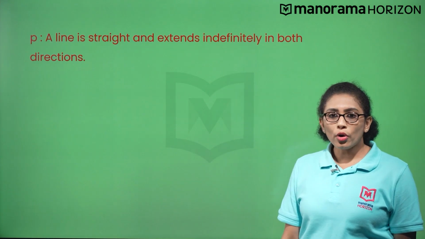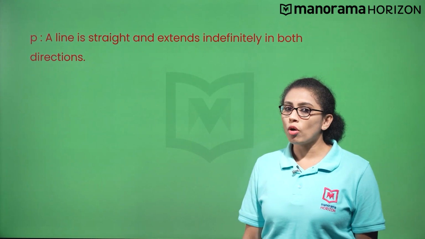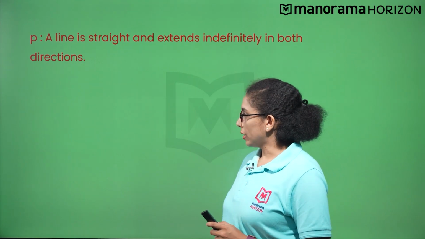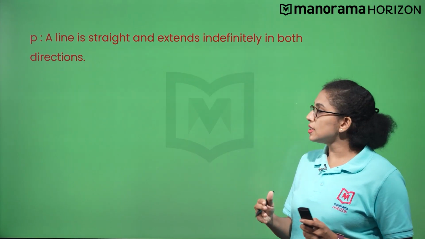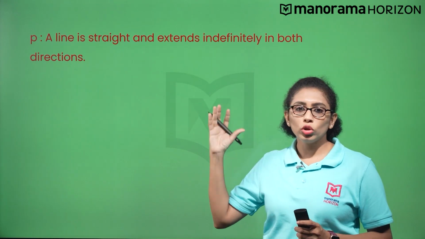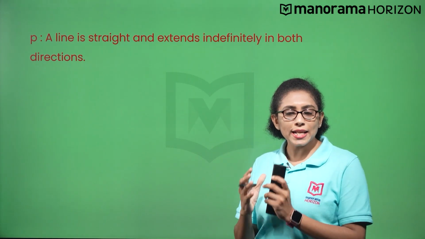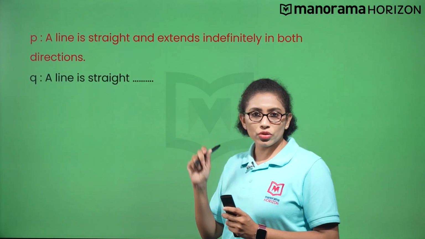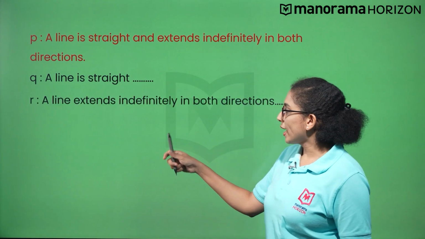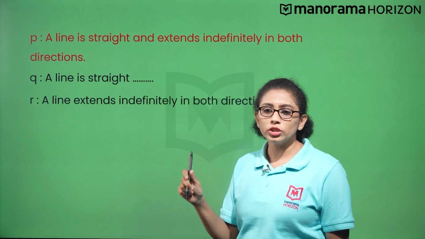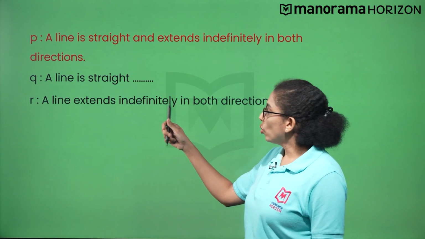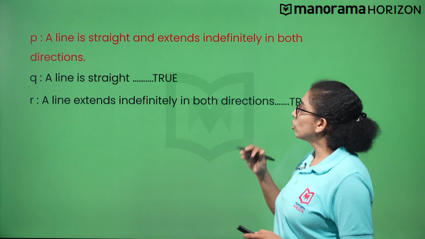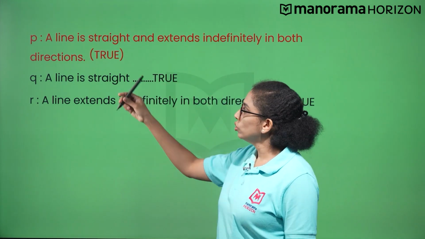Write the component statements for the following compound statements and check whether the following statement is true or false. First statement: a line is straight and extends indefinitely in both directions. From this we can understand it has two component statements. That is, a line is straight, and the other one, a line extends indefinitely in both directions. Here, both the component statements are true. So, the compound statement is also true.